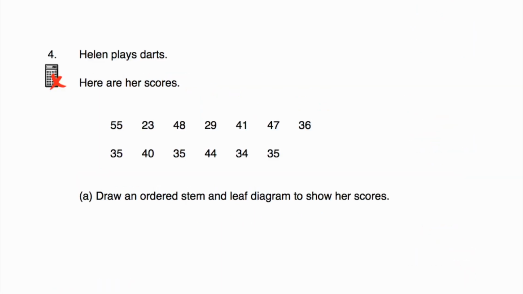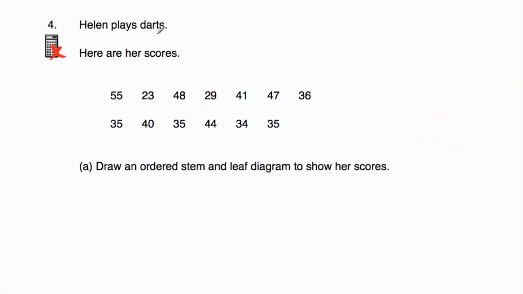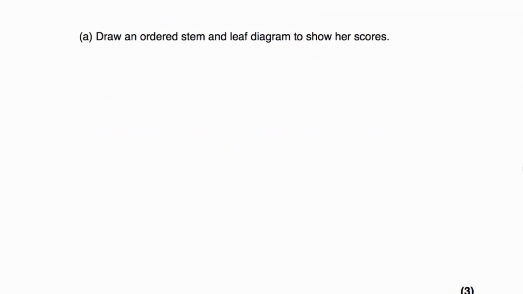Okay, let's have a look at question number 4. Question number 4, Helen plays darts and here are her scores. So she's got scores of 55, 23, 48, 29, 41, 47, 36, 35, 40, 35, 44, 34 and 35. And we've been asked to draw an ordered stem-leaf diagram to show her scores.